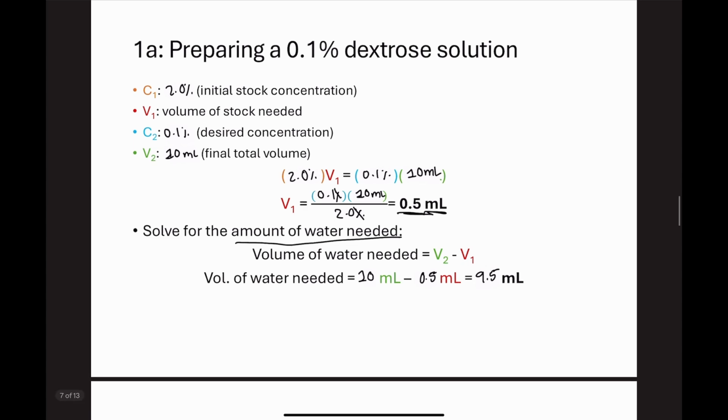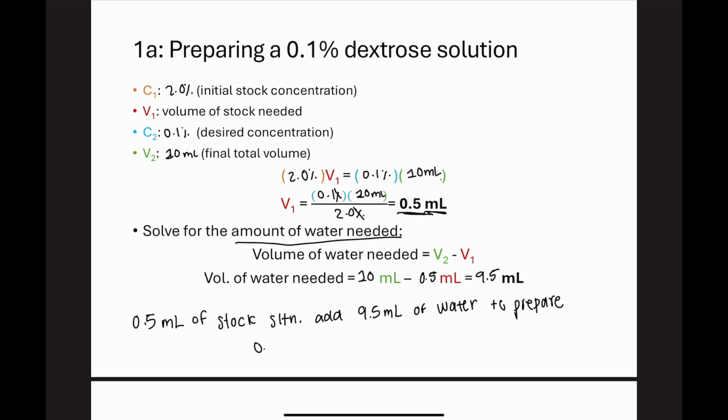So it is going to take 0.5 milliliters of our stock solution, our 2.0% dextrose, and to that we have to add 9.5 milliliters of water, which is our solvent, to prepare our 0.1% solution.